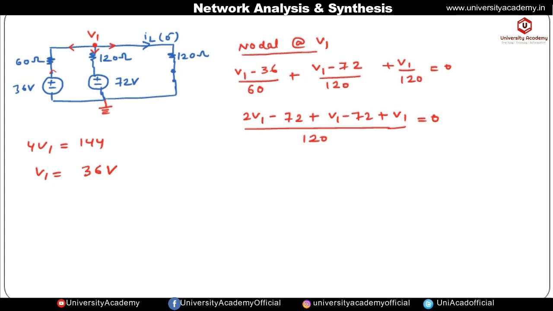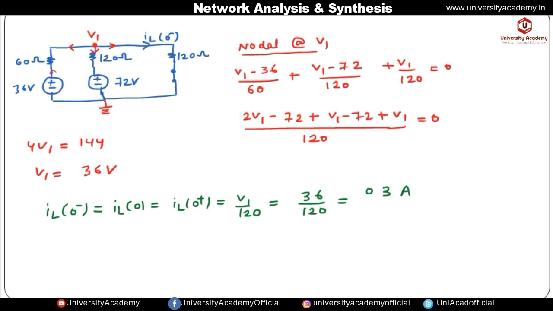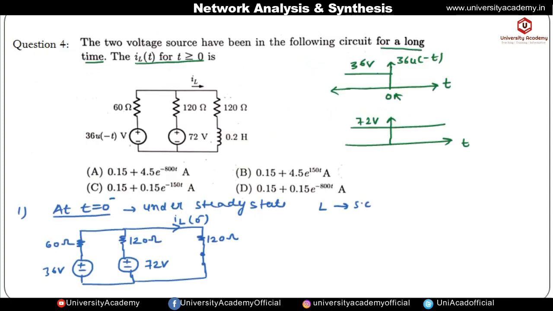So V1 is 144 by 4, which is equal to 36 volt. Now that we have V1, we can easily find the value of IL at 0 negative. The current flowing through the inductor at t equal to 0 negative, IL of 0, is equal to IL of 0 positive. This current is given by V1 by 120, so 36 by 120, which is equal to 0.3 ampere. So we have calculated the initial current flowing through this inductor, which is 0.3 ampere.